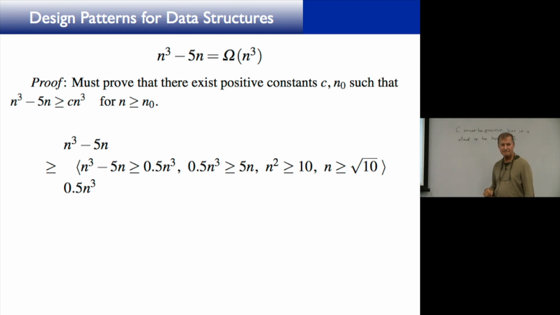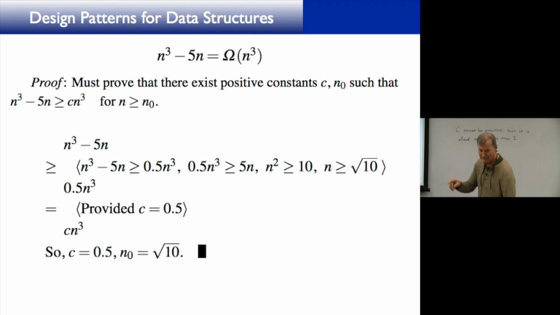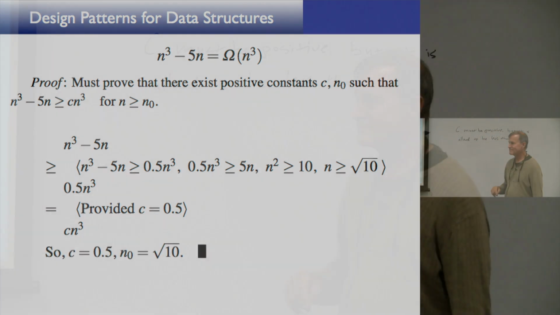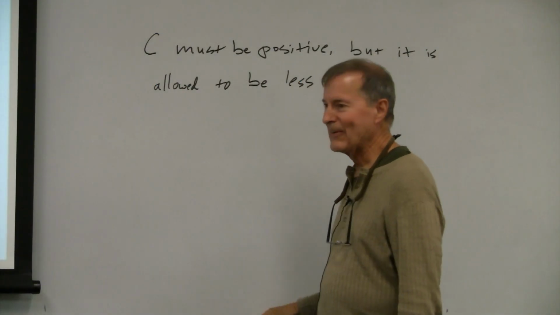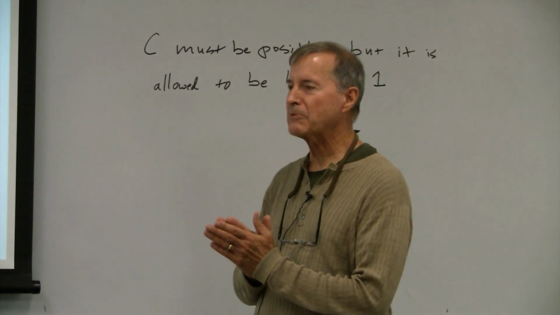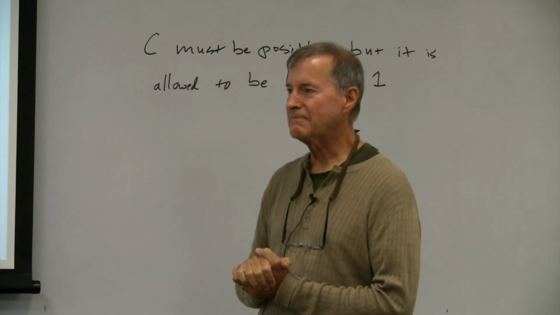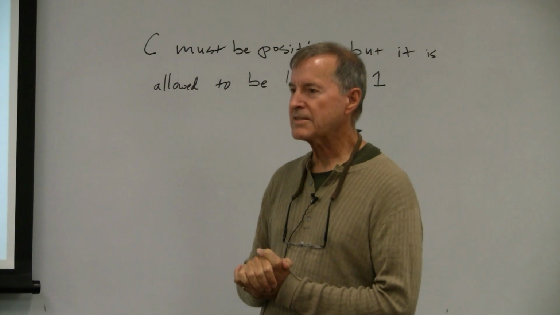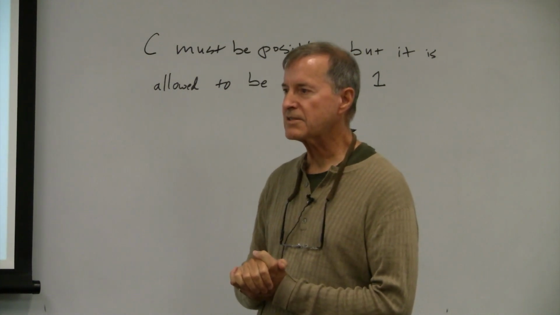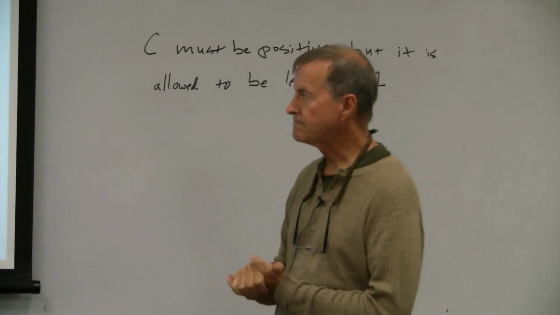Are we good? And so what is our c? c equals 0.5, and that's c n cubed, so c is 0.5 and n naught is root 10. And now we get back to your observation. Oh, I forgot about that. Yeah. So now that's a key concept. It's possible for a function to be bounded both above and below by the same function. And why is that? How can that be possible? Because the constant c can be different. We'll show you a little graph of that.